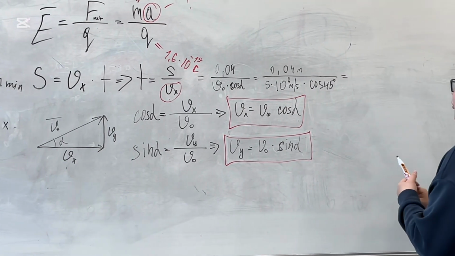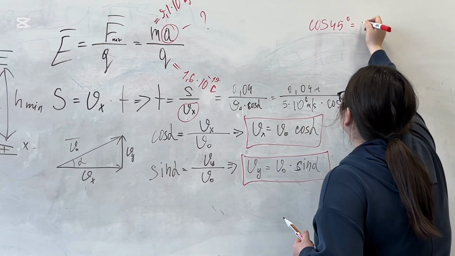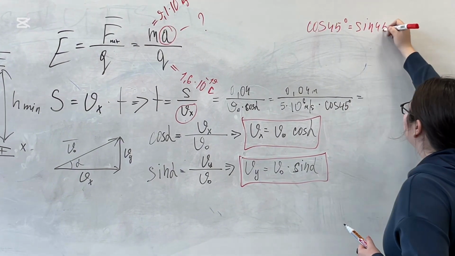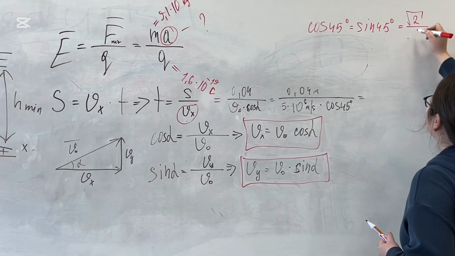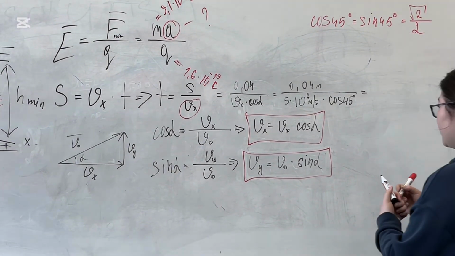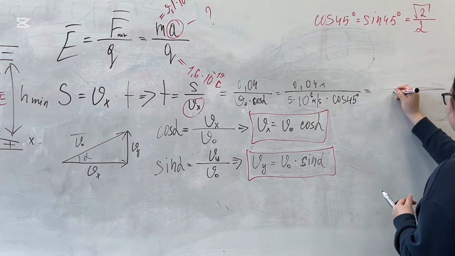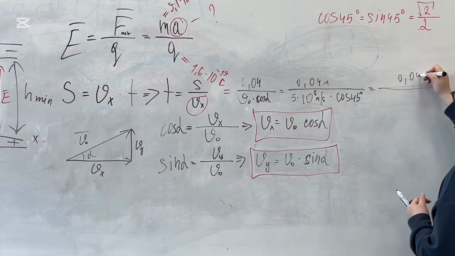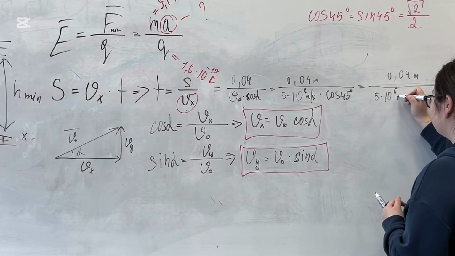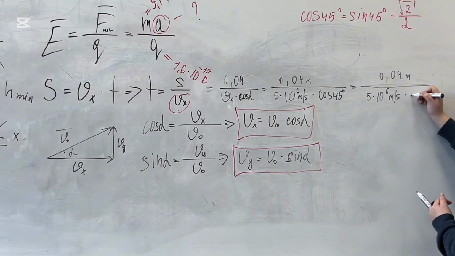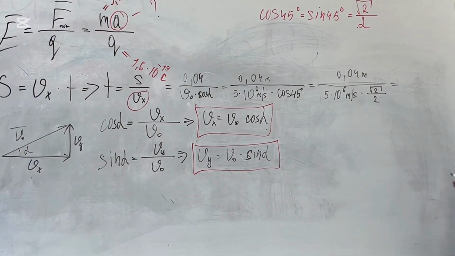As we all know, cosine 45 degrees is equal to sine 45 degrees, which is equal to root 2 divided by 2. Let's write it here: 0.04 meters divided by 5 times 10 to the power of 6 meters per second, multiplied by root 2 divided by 2. Let's calculate this.